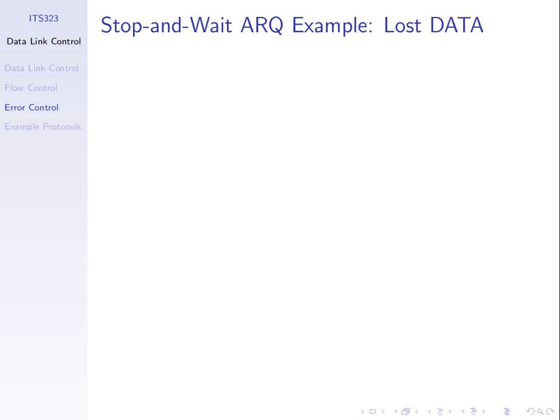What happens when we lose data? Let's try and draw it. Let's get some colour. So that was the case where all our data was delivered successfully. What happens if something goes wrong?